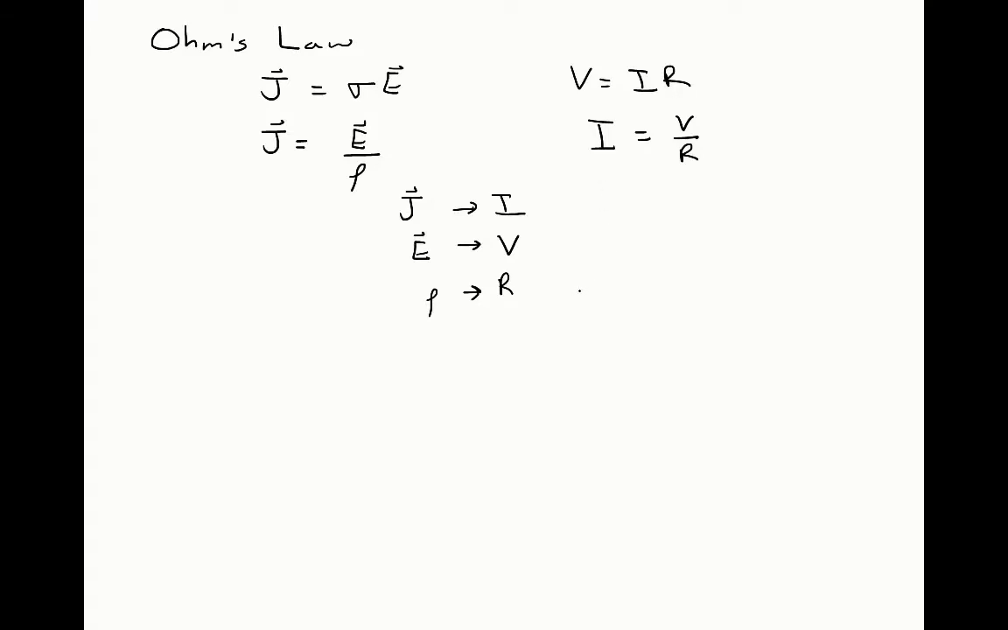Now I'm going to work out an example so that you can see how we can actually use this in practice. And it's going to turn out that getting resistance from resistivity is both a function of the material that you're using and the geometry. Alright, so let's look at that example.